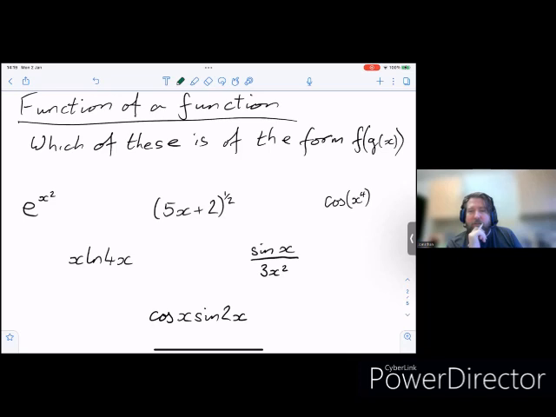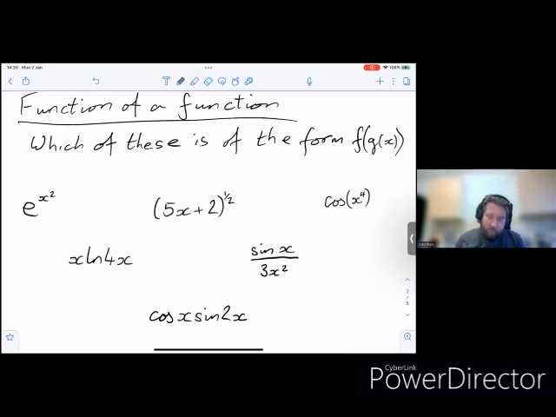Just quickly, I've listed a few functions down here: e to the x squared, 5x plus 2 to the half, cos of x to the 4, x log 4x, sine x over 3x squared, and cos x sine 2x. Can you identify which of those you think is in the form f of g of x? So it's a function of a function. We've just taken one function and used it as the argument for the other. And which ones are not.